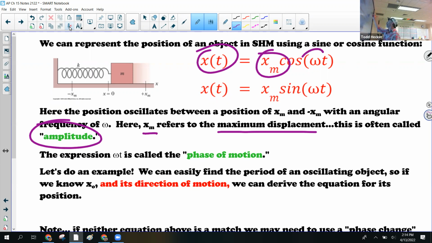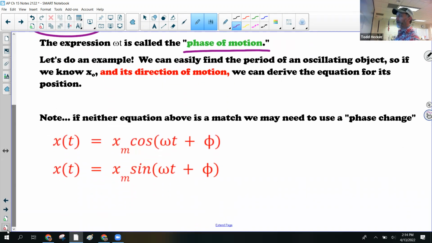This omega t, the textbook name for it is phase of motion. I don't know that you need to worry about that, but I figured I'd put it in there again. I think this is probably easiest to see by just doing an example. And maybe before we do, I should take a quick second and do a super quick review of what sine and cosine functions look like.